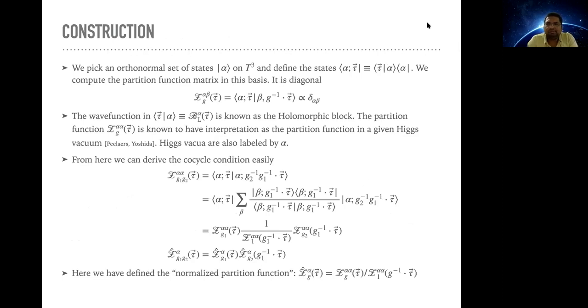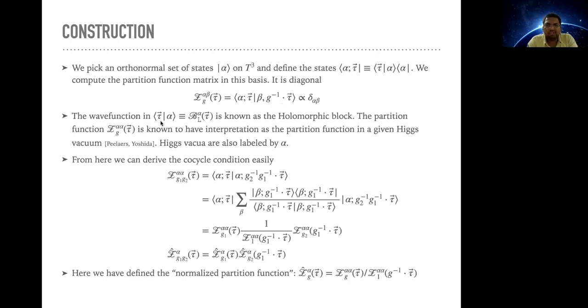So what we'll do is we'll consider an orthonormal set of states alpha on T3, and define these states like so. So this is an inner product of tau with alpha. This is just a wave function in the alpha basis, if you wish, of the vacuum state, the state where there is no defect. And then we will compute the partition function in this alpha basis. So you have Z_G alpha beta with this. And now if we use this definition, then you can see this is going to be diagonal. So that's already a nice simplification that the matrix that you obtain is a diagonal matrix.